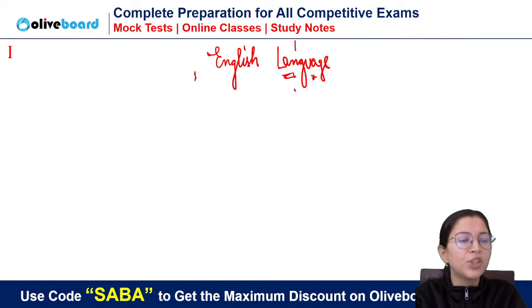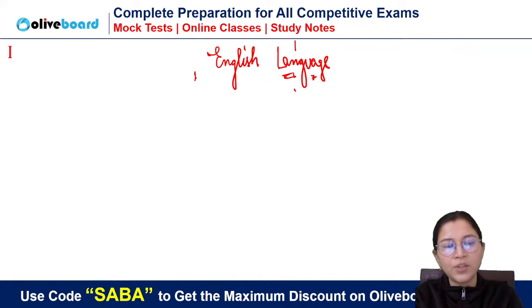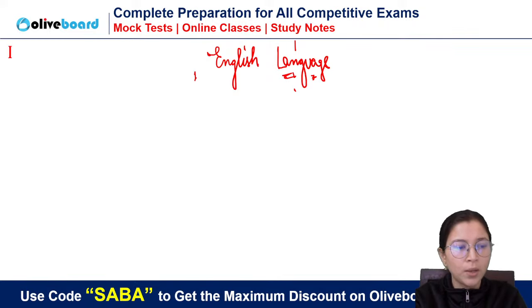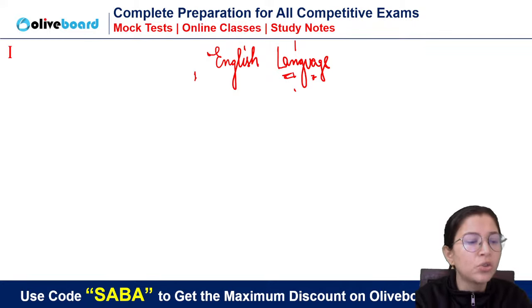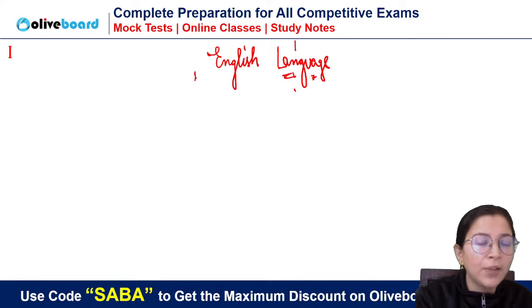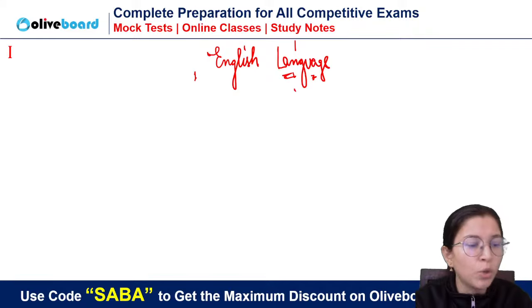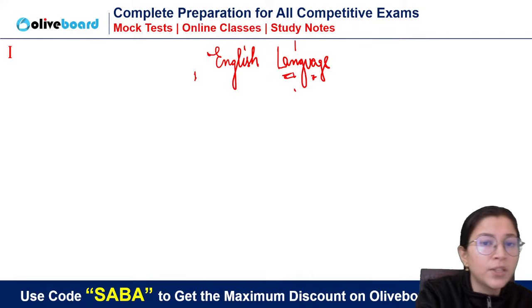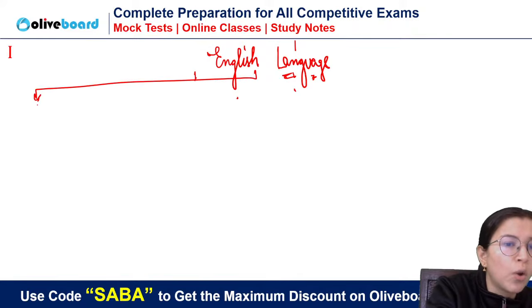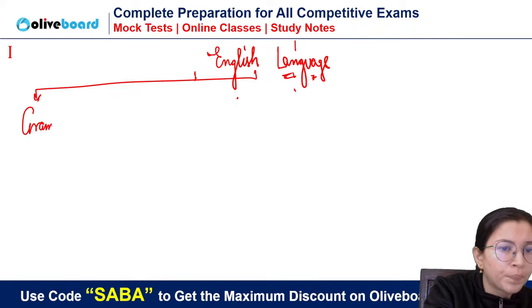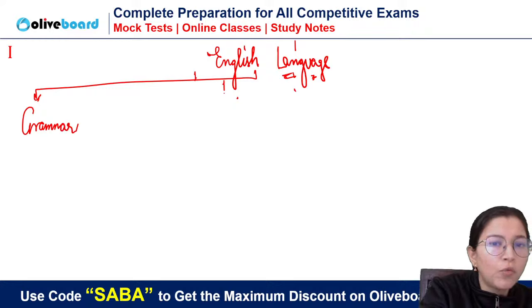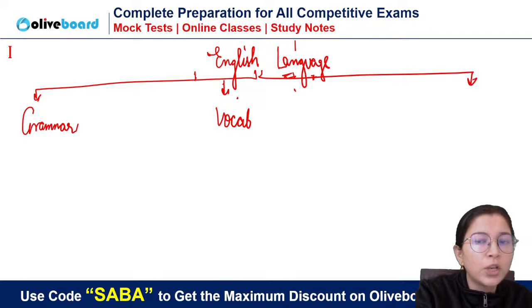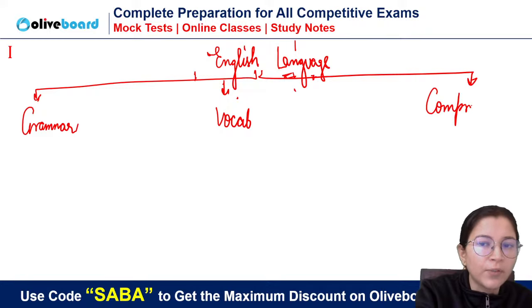Many people think that language is grammar because they separate language as reader and grammar. But English language does not mean only grammar. Language means a way of communication. Communication can be written communication, communication can be spoken communication. So language is not only grammar, language is complete. It includes your comprehension part, grammar part also. It includes your vocab also and comprehension.